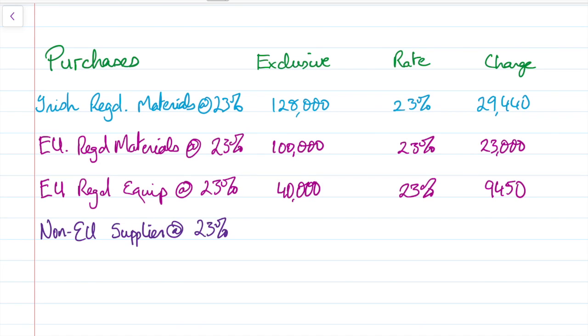Finally, the non-EU supply is the same thing again, and so we get to claim that also as an input credit at 23% also, and so the charge for the 23% on that was €3,450.